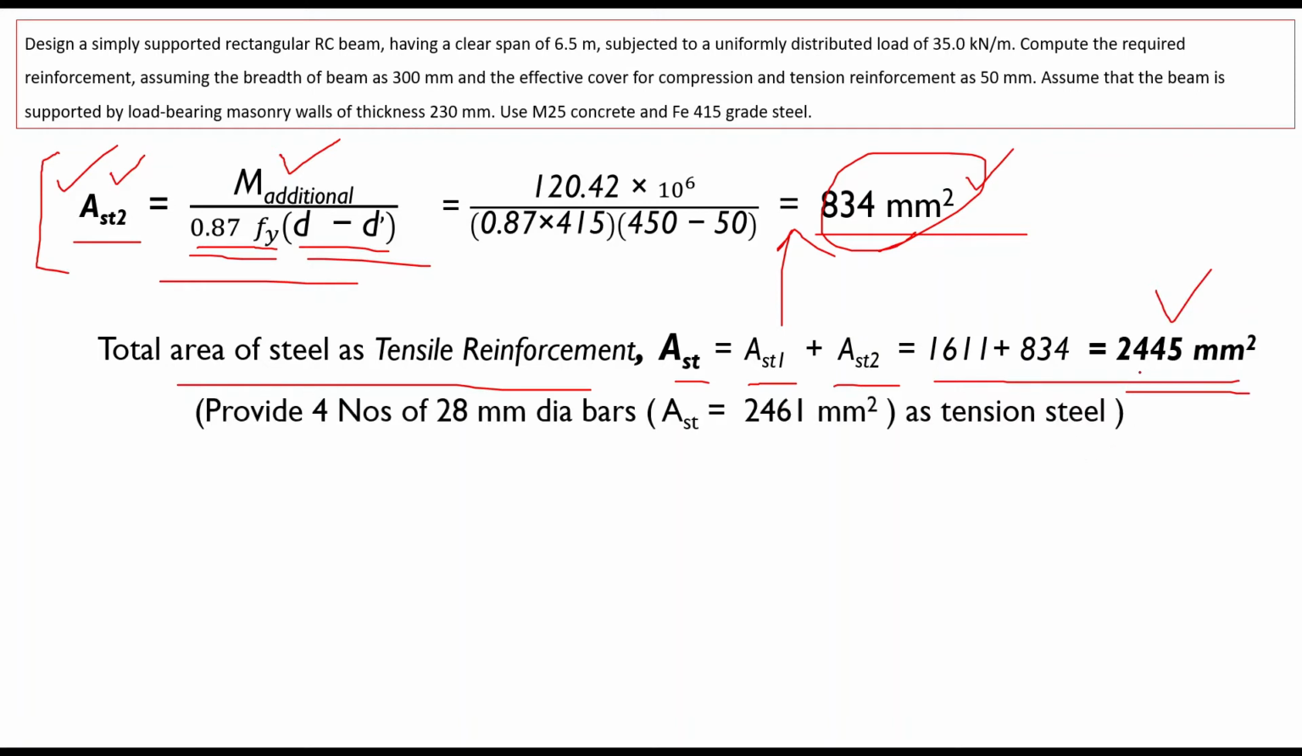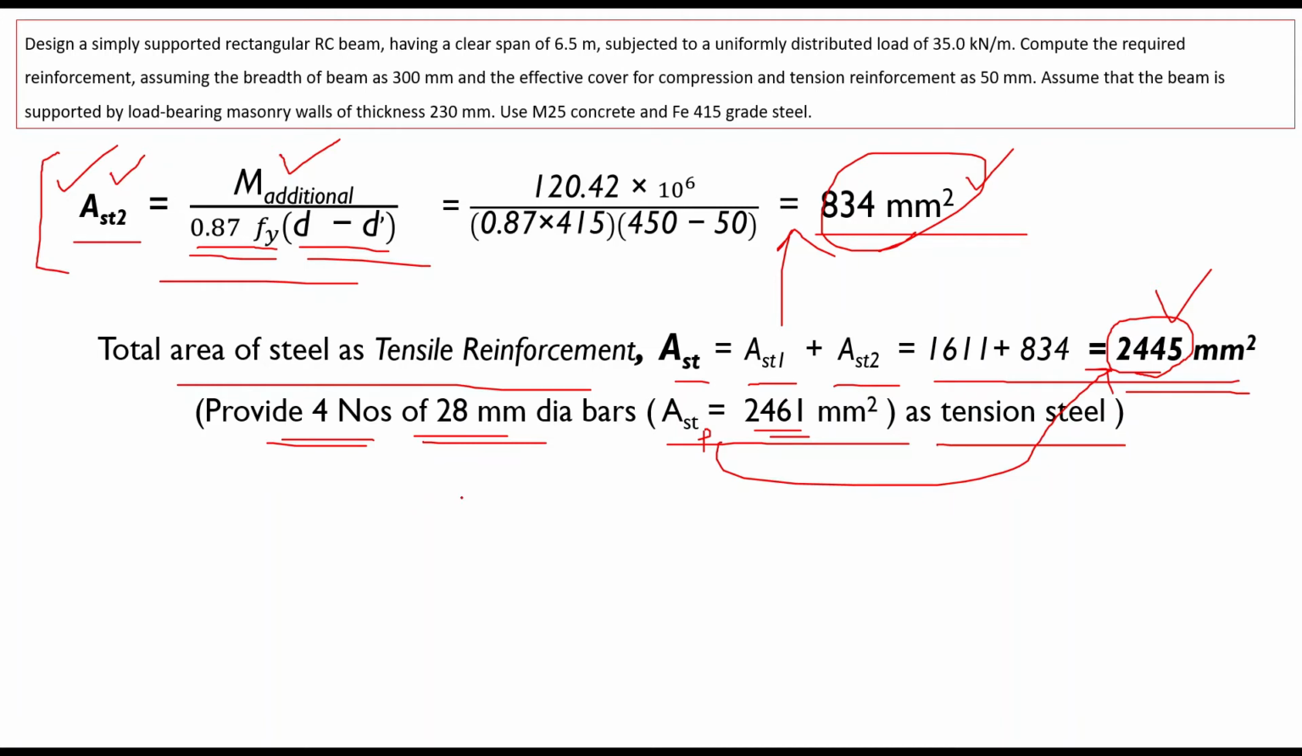Here, since the area of steel is quite high, we are providing 28 mm dia bars. Earlier we assumed 20 mm dia bars, but now we are extending it to 28 mm dia. So we are providing 4 numbers of 28 mm dia bars, which gives area AST equal to 2461. So it is again greater than the required value. Required was 2445, and provided is 2461, so it is slightly greater. We can provide it on the tension side.